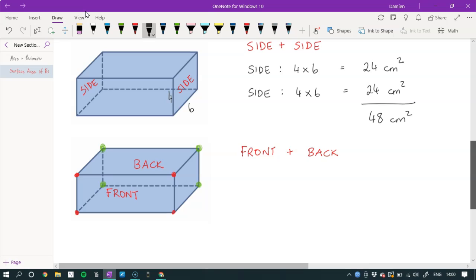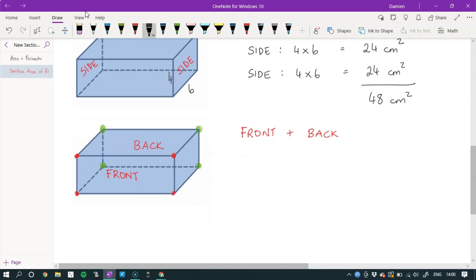And then the last one you've got to do is the front and the back. So again, we saw that this was 10 and this side was 4. This is 6, but that doesn't come into it at the moment. We don't need that. So all we're interested in is the front.